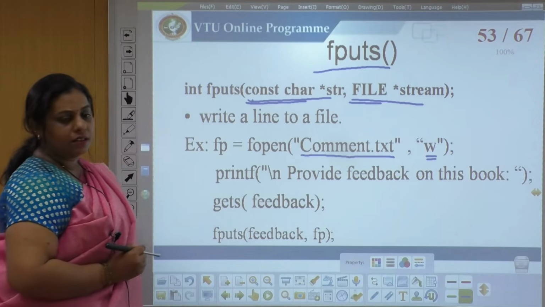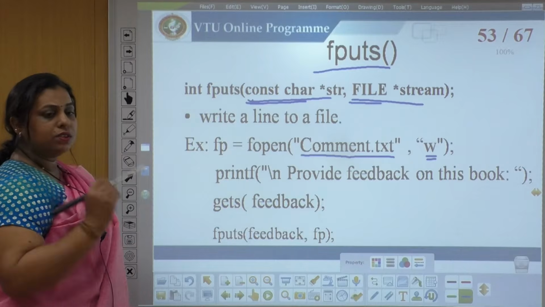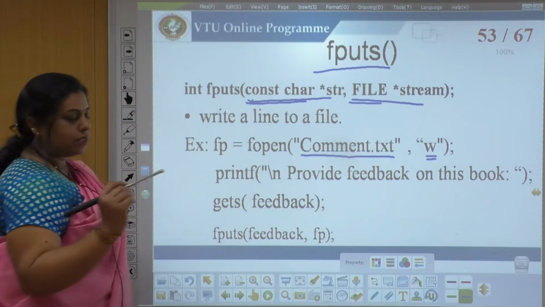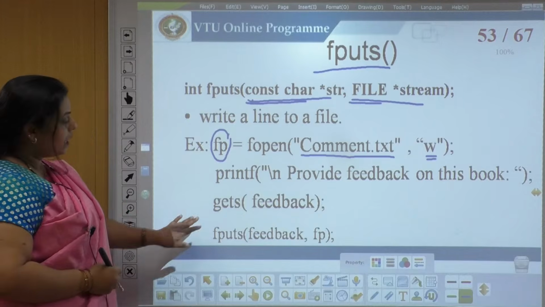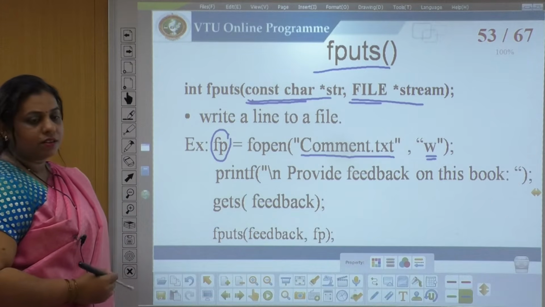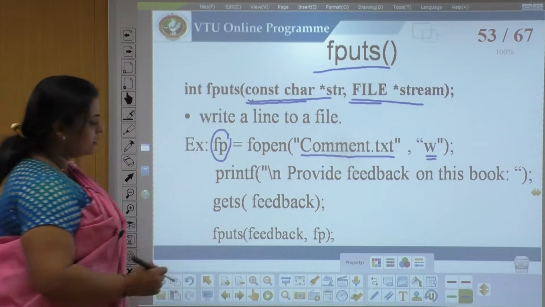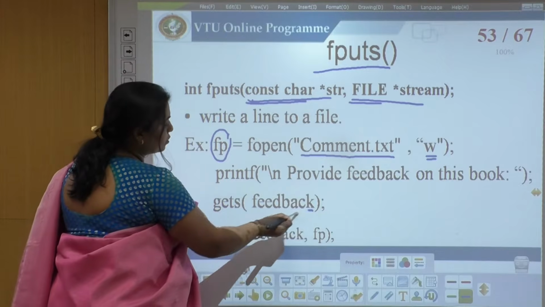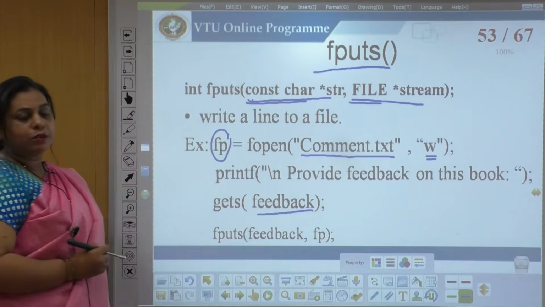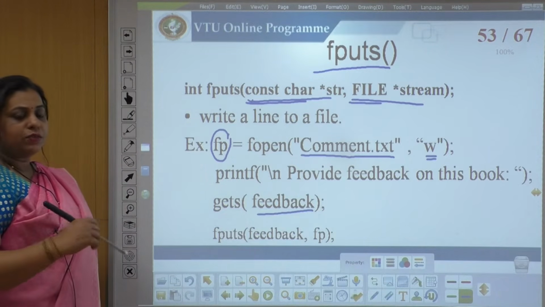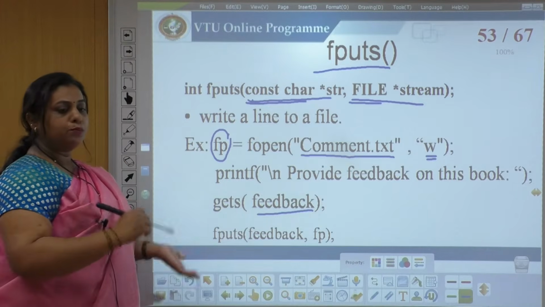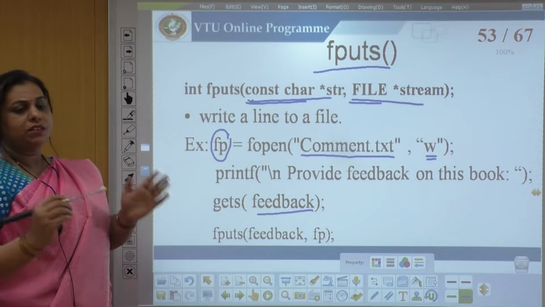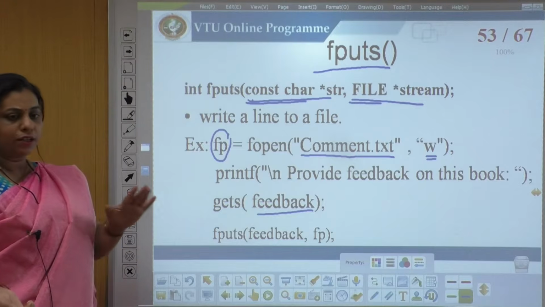Okay, it is opened in the write mode and the pointer to the file comment.txt is fp. Right? I get the feedback from the user. User will enter some feedback, so that will be stored in a variable feedback. Once that feedback is taken from the user, I have to dump it into my opened file, which is comment.txt.